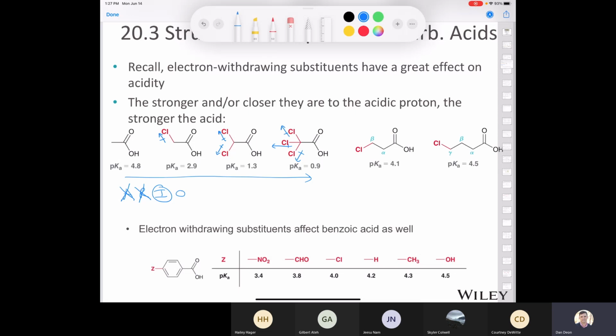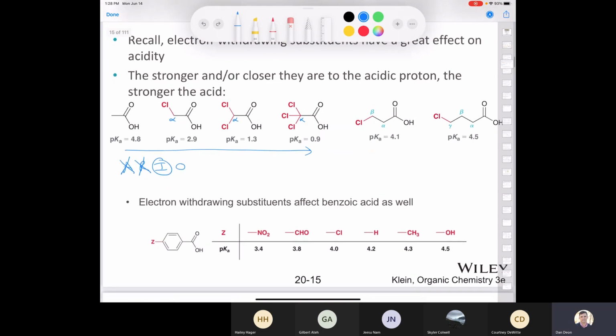Now, that substitution is at what's called the alpha position, right? If you look at your carbonyl group, we don't assign that a Greek letter, but we call this the alpha position. So as the substitution at the alpha position increases with these electron withdrawing chlorines, pKa drops. But if you put substituents like a chlorine at the beta position, it will decrease the pKa slightly. However, if you put one at the gamma position, it has basically no effect.